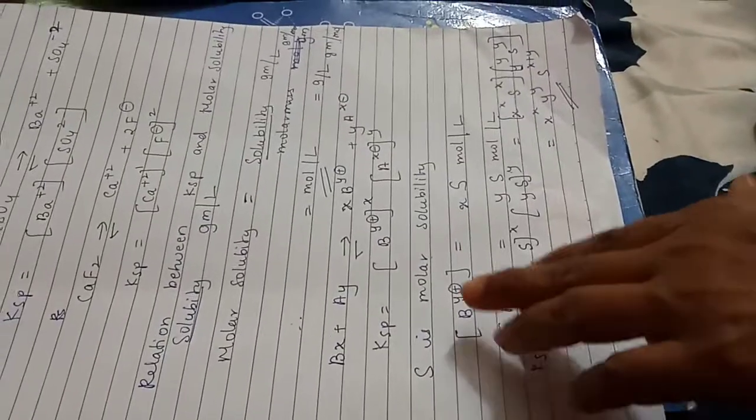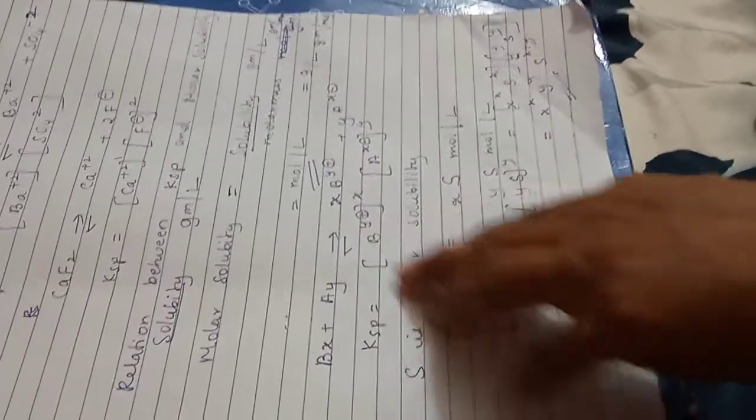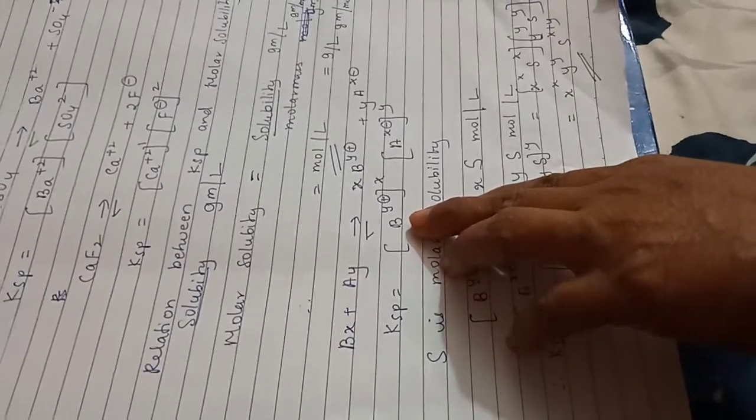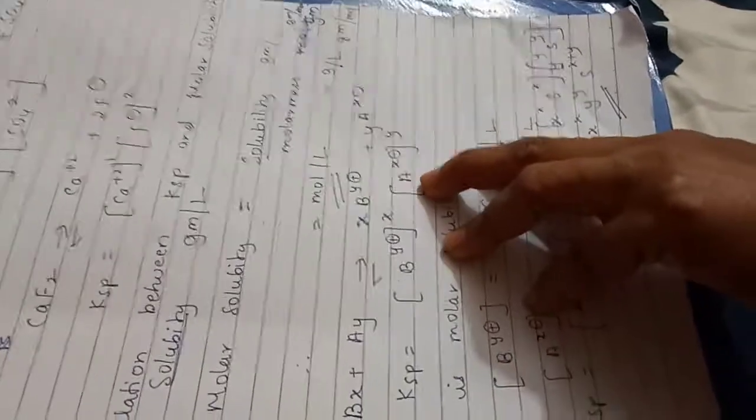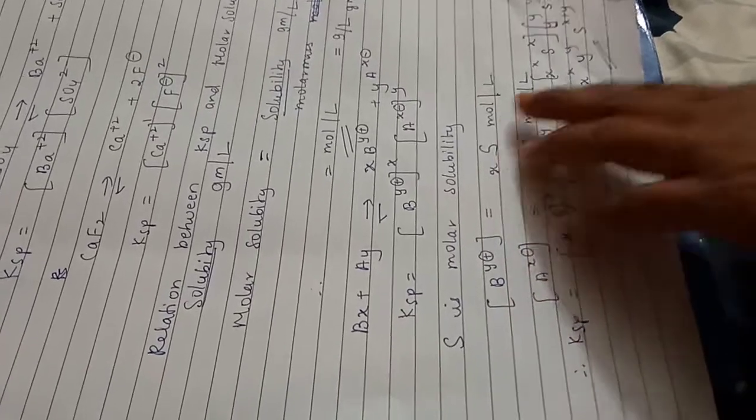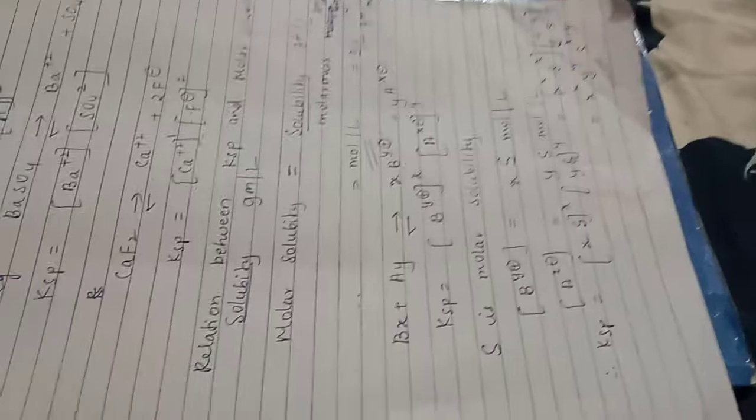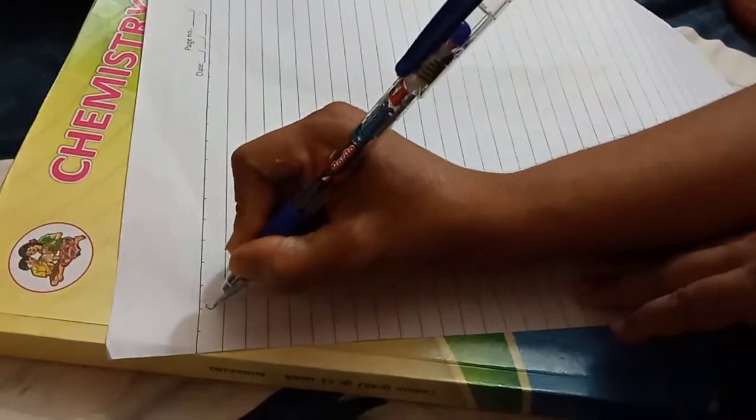I'll repeat it again. We have considered the same reaction, a sparingly soluble salt. What is the solubility product here? It is [By+] raised to x times [Ax-] raised to y. If S is the molar solubility, By+ is xS and Ax- is yS. Solve it: x raised to x, y raised to y, S raised to x plus y. This is the formula.